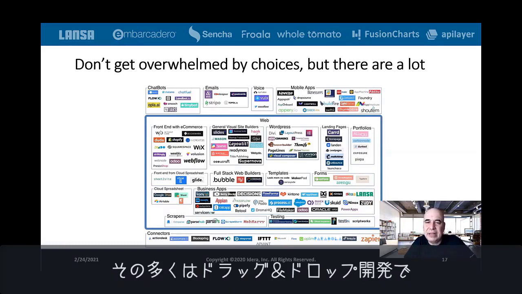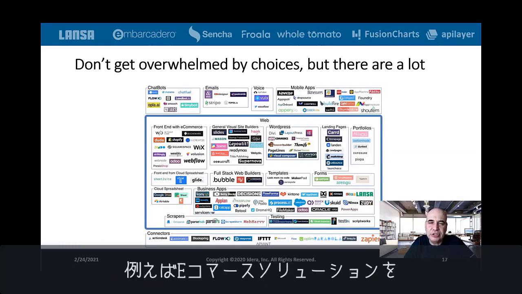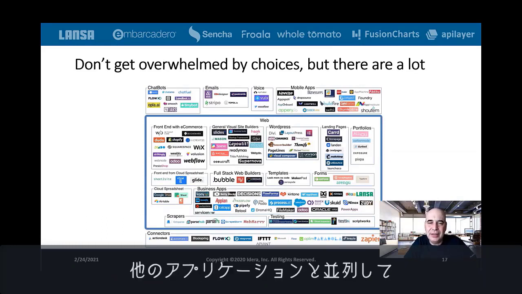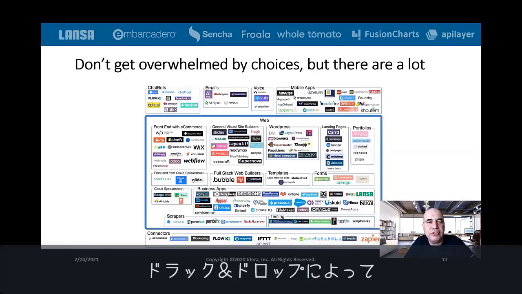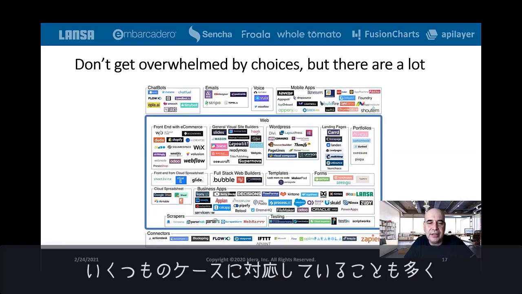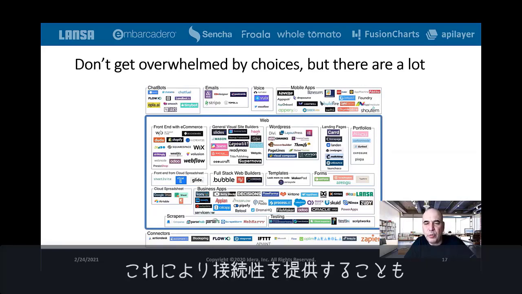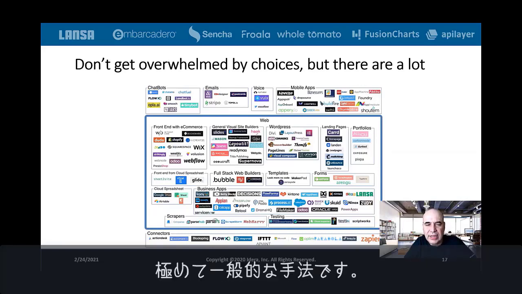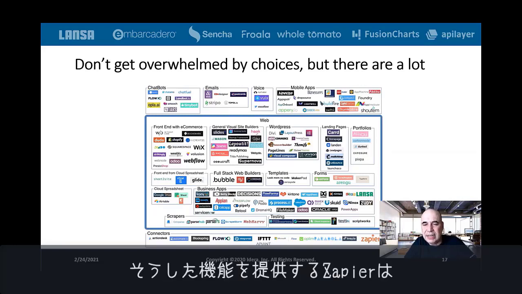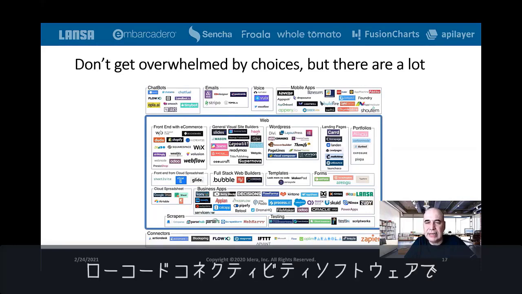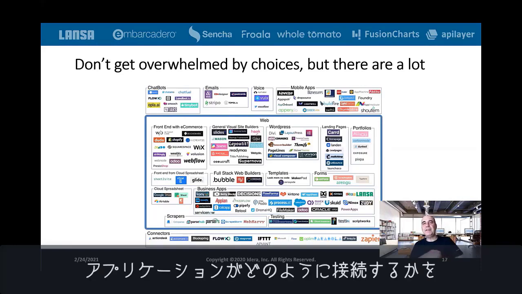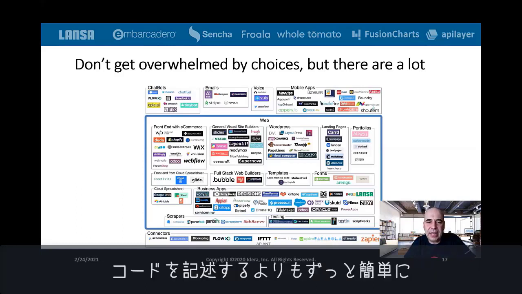A lot of them are like drag and drop. So you can build an e-commerce solution that sits around an application, and that in many cases is drag and drop. So you'll see a bunch of these that are out there, very popular when it comes to connectors these days. Many are familiar with Zapier, which is a drag and drop low code connectivity software. So you can configure how you connect your application much more easily than writing the code.